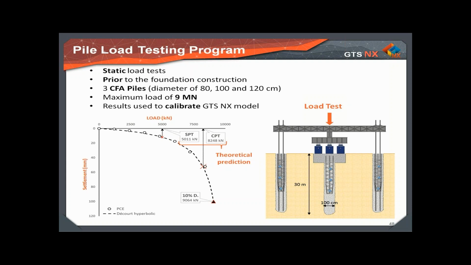The program of pile load testing that was undertaken included 3 CFA, continuous flight auger piles, tested to a maximum load of close to 9 meganewton. The static load tests were undertaken prior to the foundation construction, which allows a better understanding of the behavior of the piles. The results of the pile load tests were compared to the values obtained by the semi-empirical approaches using the methods of SPT and CPT.